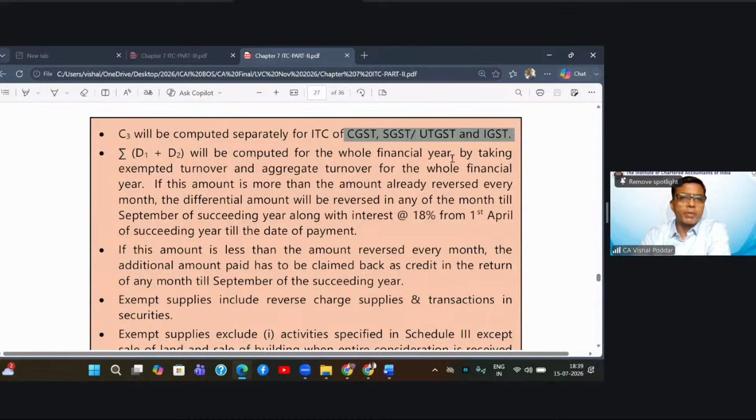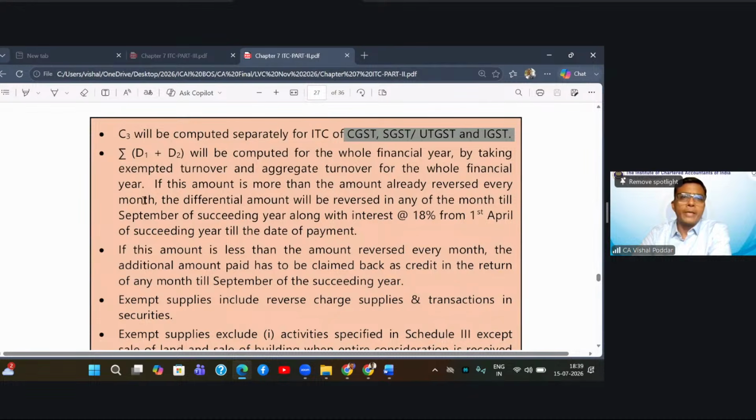Now, what is the purpose of this whole exercise? Because see, firstly, when you calculated month on month, you had got some amounts of reversal. But when you aggregate all the figures and do one whole calculation for a year, you'll get maybe a different amount of reversal mathematically. Now, this differential amount, if it is more than what you reversed monthly, then that you should reverse annually. If what you have monthly reversed is excess than what you are getting in this annual figure, you can re-avail the difference.